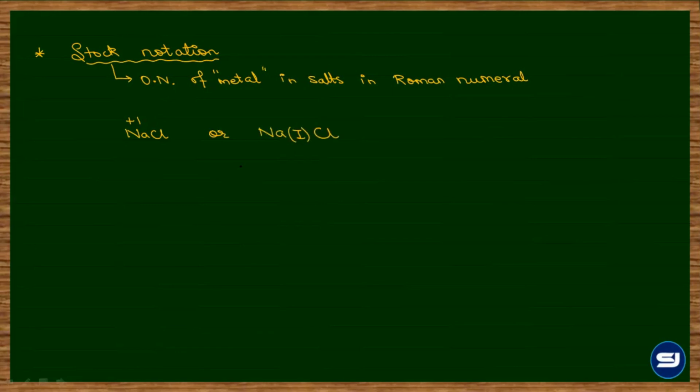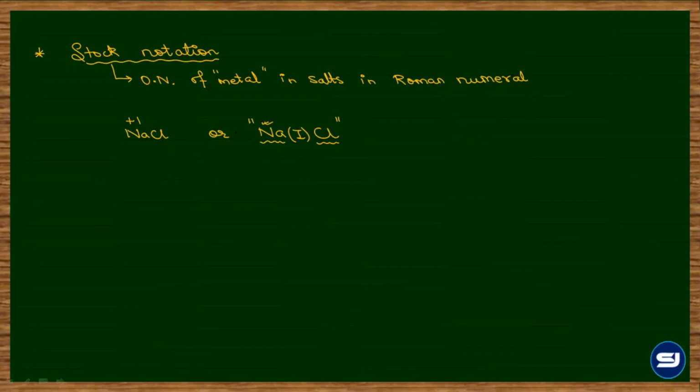So many a times in the laboratory, when you look at some solutions, there might be indication of the salt solution in the form of stock notation. So that clearly gives you the idea of Na in the +1 state, the oxidation state of sodium. Okay, this will be helpful for the atom or metal which exhibits more than one oxidation state.